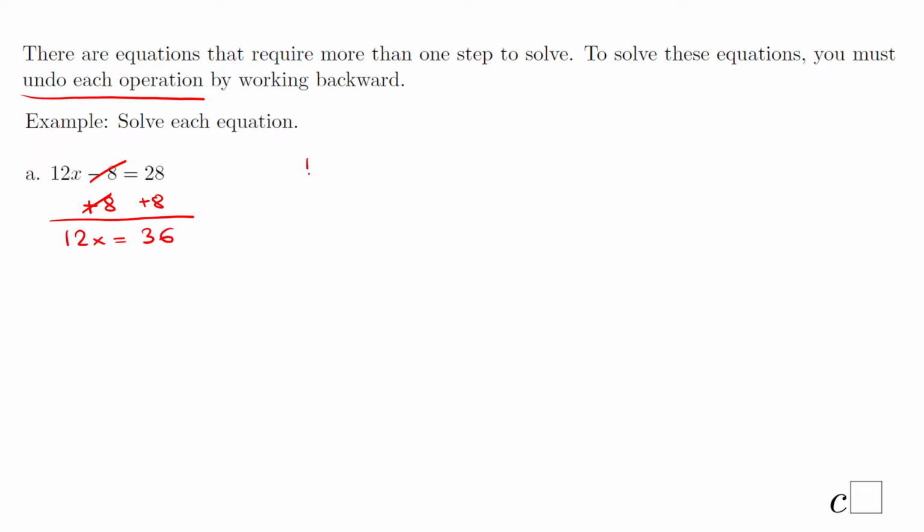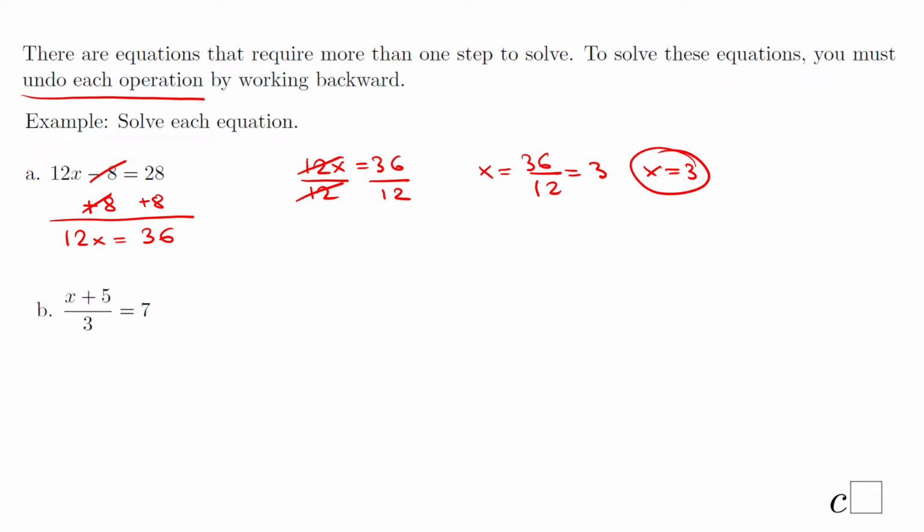And now we are here with this equation, and in order to get rid of the 12 times x, if you remember, we're going to divide by 12. We did a similar problem in the previous part of the lesson. So x will be 36 over 12, which is nothing else than 3. The solution of this equation is x equals 3. You can take this 3 and replace the x in the original one. You will make the equation true.